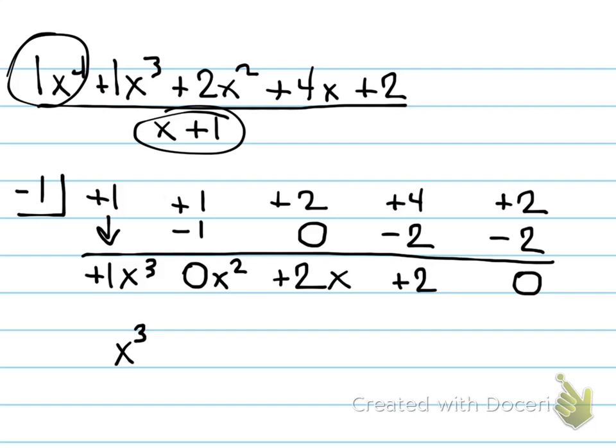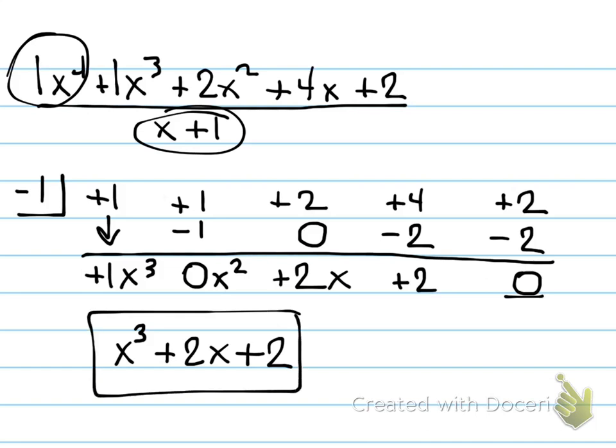So when I write my answer, it's going to be x to the third. Am I going to put plus 0x squared in my answer? No. Plus 2x plus 2. And am I going to put the remainder of 0 at the end? No. So there's my cleaned up answer. Don't put the 0 stuff when you answer. Do I need the 0 when I'm performing the synthetic division? You bet. But do I need it when I put my answer? No. So you don't have to put the x squared? No, because there were none of them.